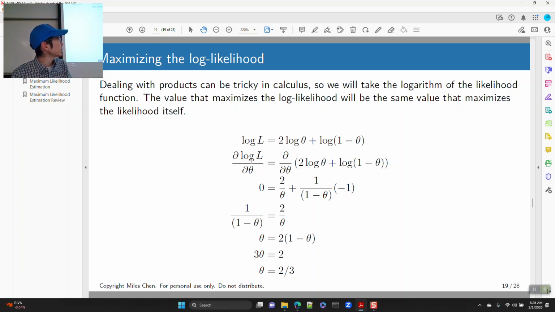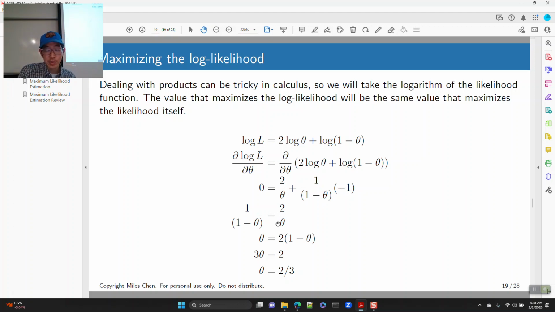We're going to set that equal to 0 and solve for theta, right? So we say, okay, what's the derivative of this? The derivative of 2 log theta: the derivative of log theta becomes 1 over theta, so 2 log theta becomes 2 over theta, and then we have the derivative of 1 minus theta, which becomes 1 over 1 minus theta, and then we have chain rule, so we have to multiply by a -1.